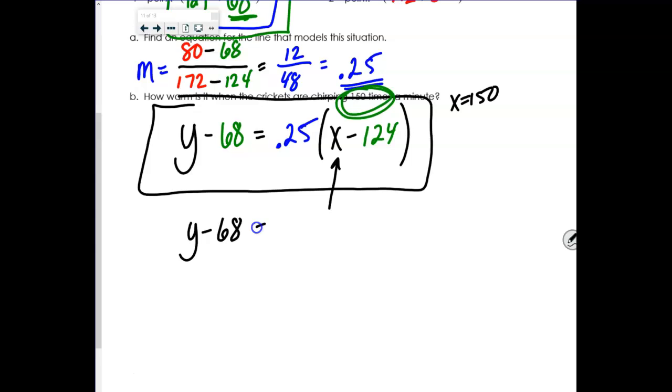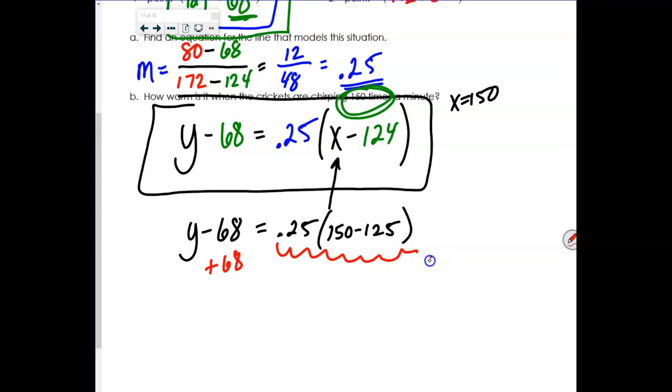So y minus 68 equals 0.25, and you guys are plugging in 150 right here. So on your calculator, please don't do this in your head. Crank this whole mess into your calculator. And then the last thing you're going to have to do for me is add the 68 over. And then finally, you know how warm it is outside. This is pretty magical because I think it's close to this temperature right now. Is it 74.5 degrees Fahrenheit?